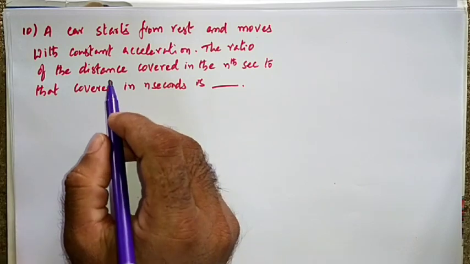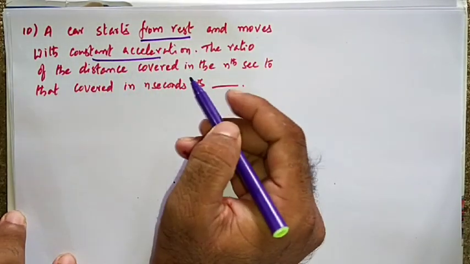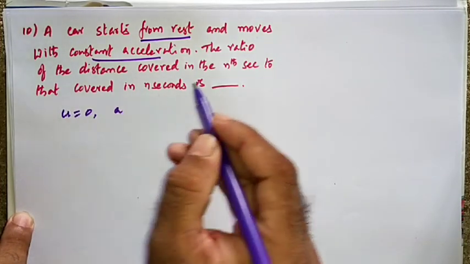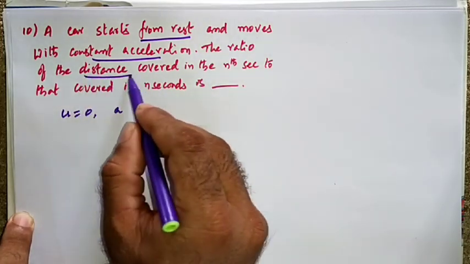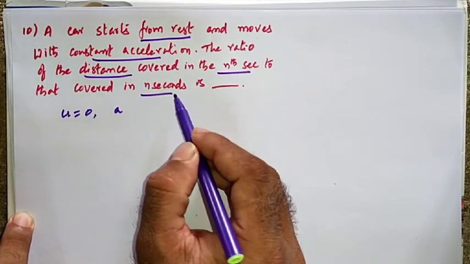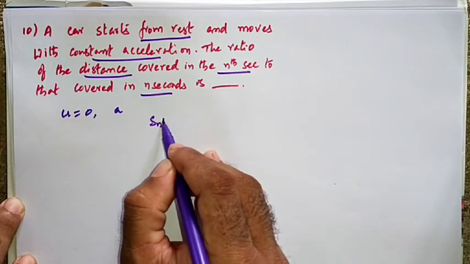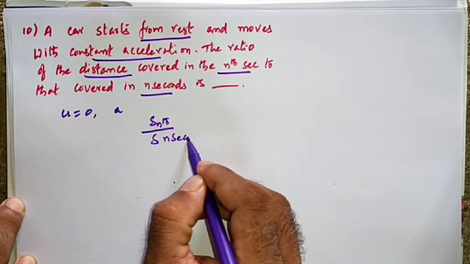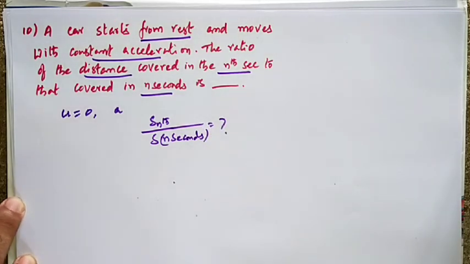Next, see the 10th question. You see this question. A car starts from rest and moves with a constant acceleration. So you can take u is 0 and acceleration is a. The ratio of distance covered in the nth second to distance covered in n seconds, meaning S nth second to S n seconds. You need to calculate this ratio.